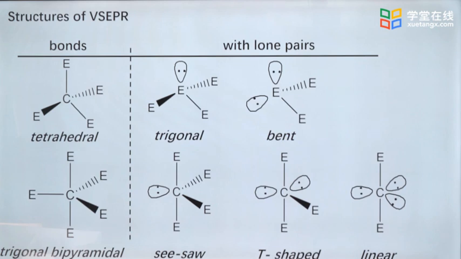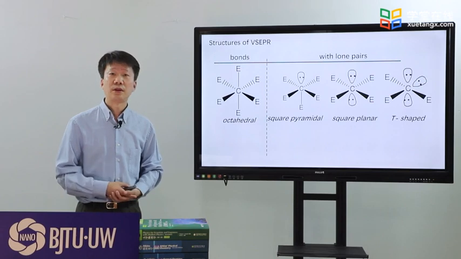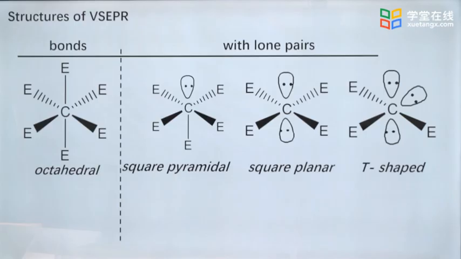Five groups around the central atom, then the molecule will be trigonal bipyramidal. And if six groups surround the atom, the optimal structure will be octahedral. You have to remember these structures.